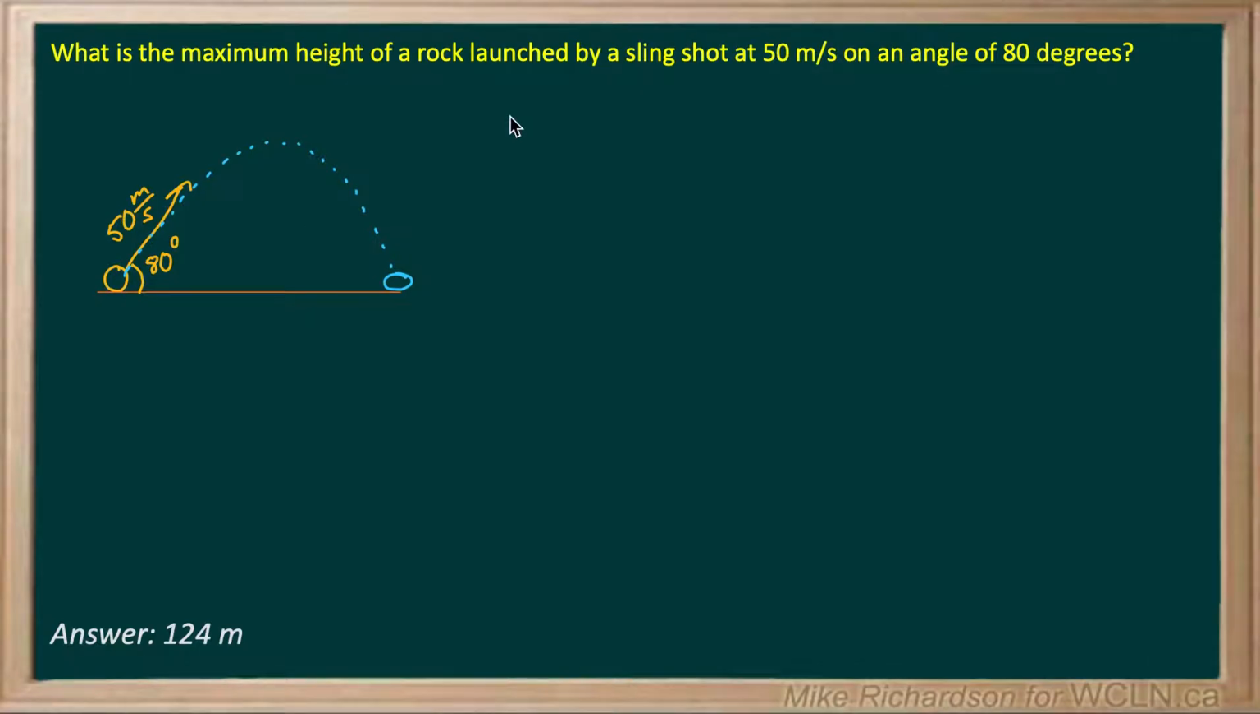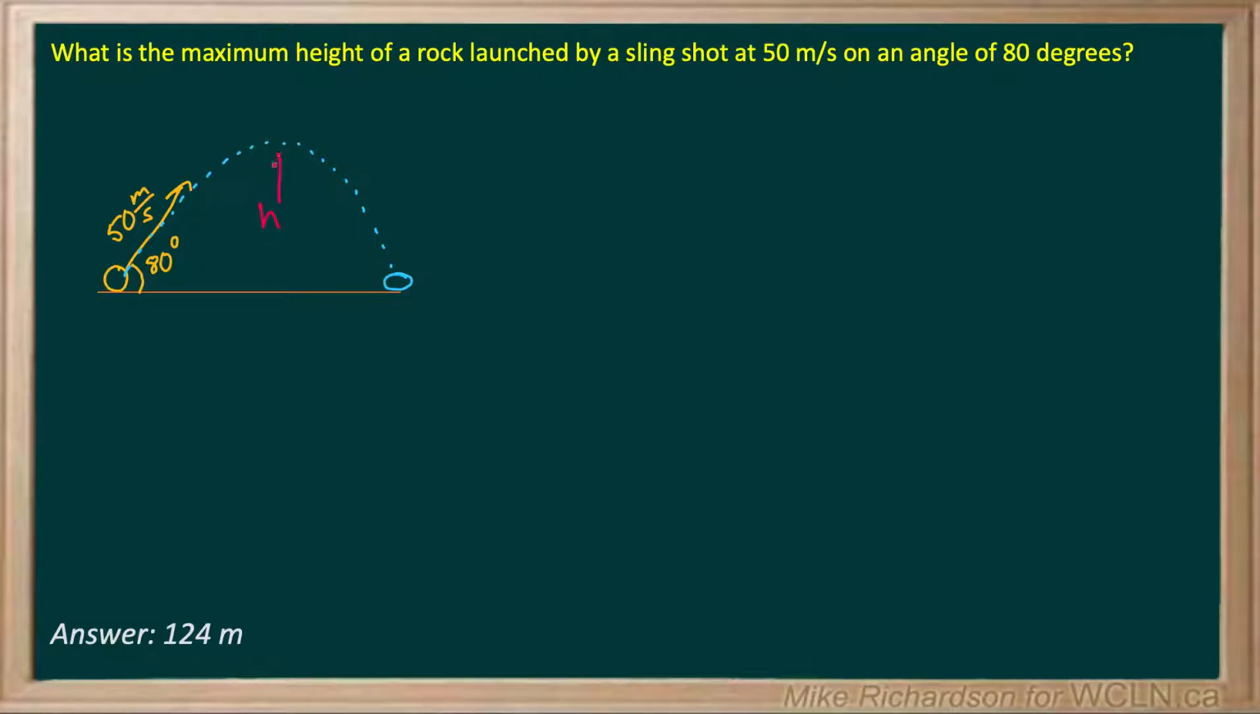Question, we're trying to find the maximum height achieved when a rock is launched from a slingshot at 50 meters per second at an angle of 80 degrees. So I've sketched it below. You can see it travels along a parabolic arc, as all projectiles do, and we're trying to figure out how high it goes. What is the maximum height this ball achieves?